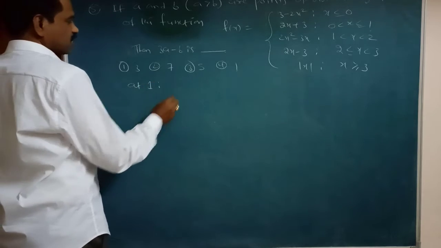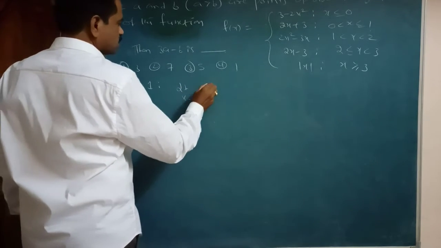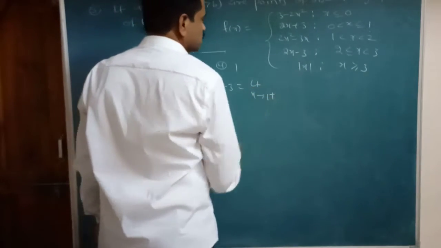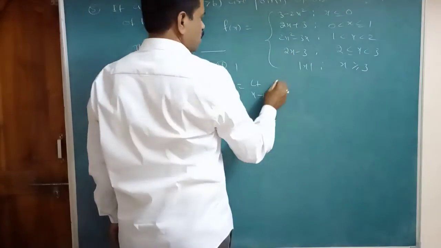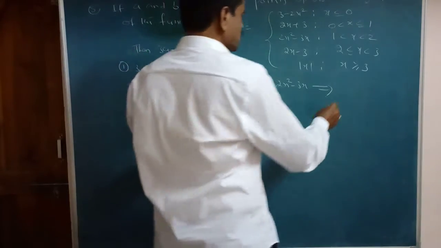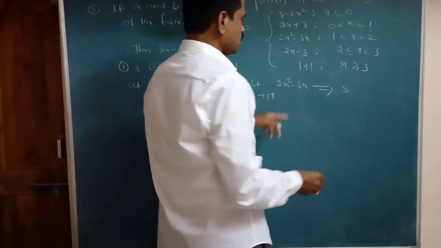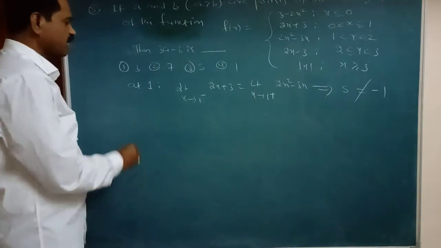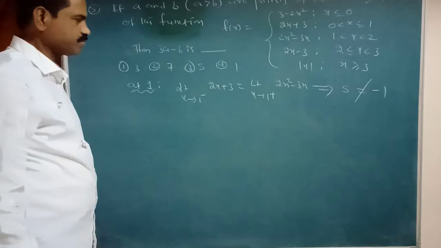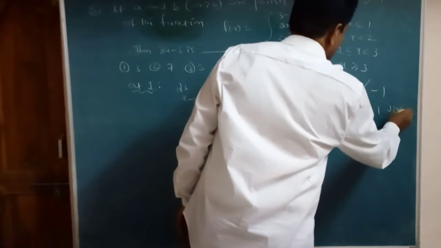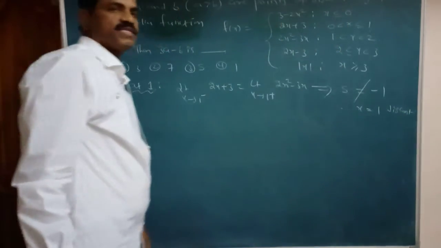At 1 we check it here. Limit x tends to 1 minus, x less than 1. What is the function here? 2x plus 3. Equal to limit x tends to 1 plus, greater than 1, the function is 2x square minus 3x. Substituting x equal 1, the left is 5 and the right is 2 minus 3, it is minus 1. It is not equal. So at x equal 1 it is discontinuous.